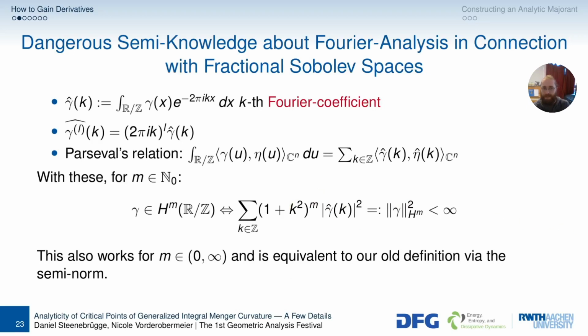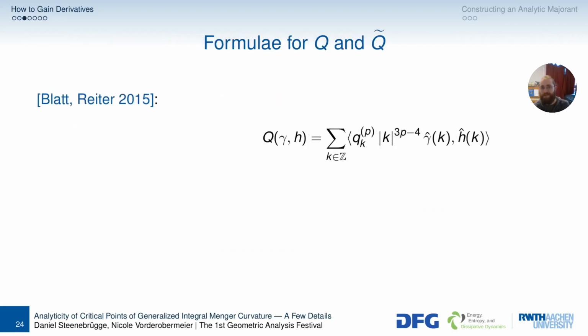Okay. And with that in mind, we can take a look at the formulae for the main term. Datenreiter actually gives two versions. I'm going to work with the Fourier version because, well, we're doing Fourier analysis now. And they said the main term applied to gamma and h is equal to this thing times the Fourier transform of gamma times the Fourier transform of h. And this thing, this Q_{p,k}, is actually a coefficient which goes to 0 for k to infinity, and the order of k is encoded here directly.